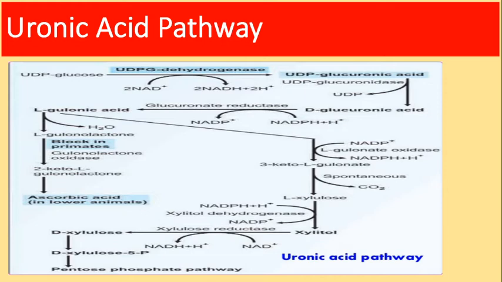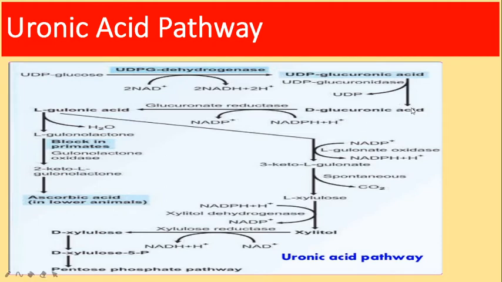So in all of these, they will lack this enzyme gulonolactone oxidase. So we cannot convert this gulonic acid into ascorbic acid. Only certain animals can synthesize this ascorbic acid, and other animals cannot synthesize it, and they have to take vitamin C through dietary food substances.